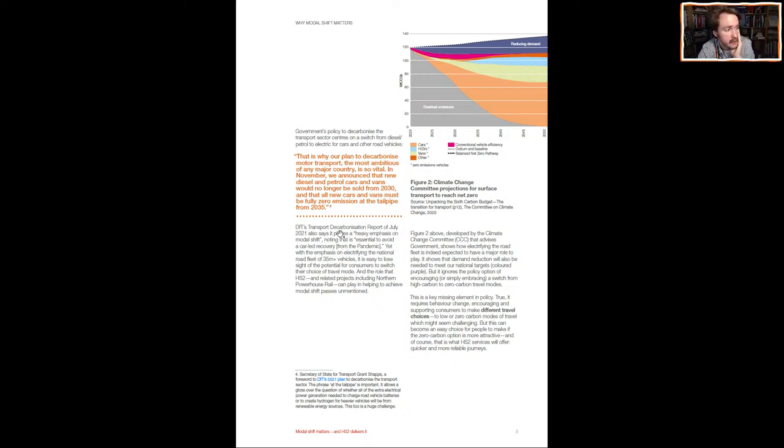DfT's Transport Decarbonisation Report of July 21, which we went through on a rail natter, also says it places a heavy emphasis on modal shift, noting that it is essential to avoid a car-led recovery. Yet, with the emphasis on electrifying the national road fleet of 35 million plus vehicles, it's easy to lose sight of the potential for consumers to switch their choice of travel mode. And the role that HS2 and related projects, including Northern Powerhouse Rail, can play in helping to achieve modal shift passes unmentioned. Absolutely. They don't mention it once. And you remember that from when we went through the Transport Decarbonisation Plan. That plan, I'm sorry, is rubbish. It's rubbish. It has serious problems.